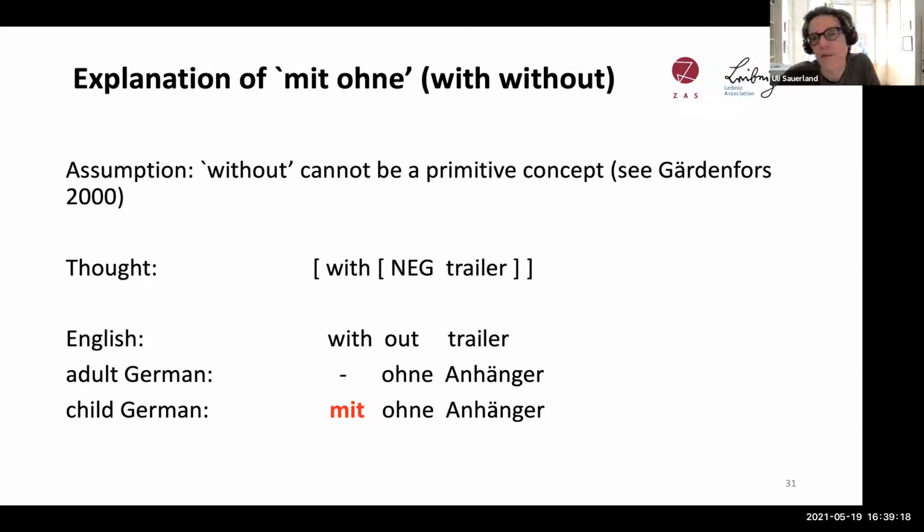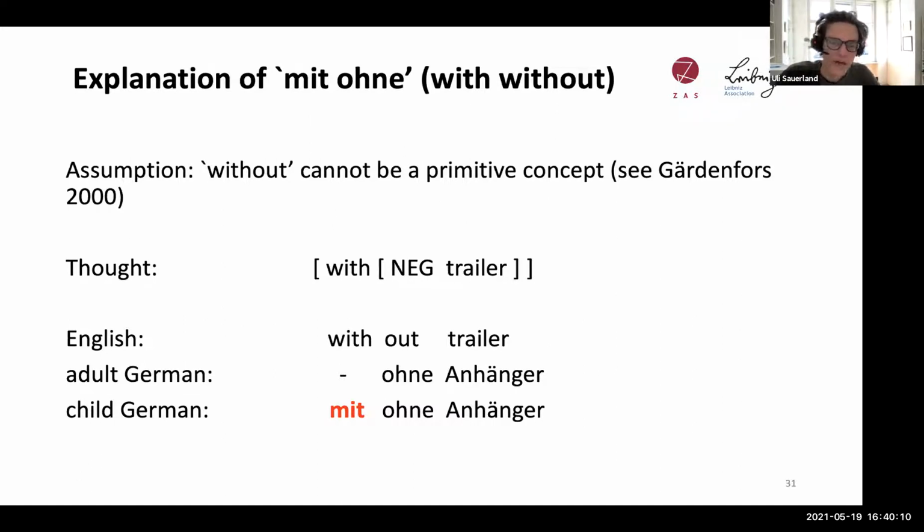The explanation I suggest here is that "without" cannot be a primitive concept, for reasons that, maybe, whenever you get a concept as a negation of another concept, you have to break out the negation, a more complex cognitive condition. It would follow that when German children realize that ohne has the meaning "without", they have to conclude that the underlying thought structure must be something like "with" and a negation, as also in English.